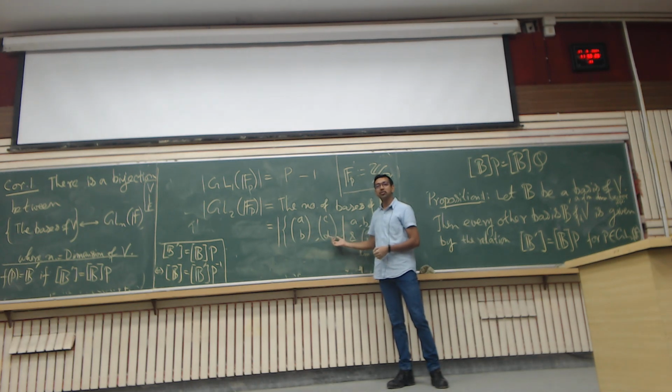Because everything else depends on the choice of the second vector. But if you allow a zero vector here, then this set cannot be linearly independent. So all you have to care about while choosing the first vector is that it should not be zero.